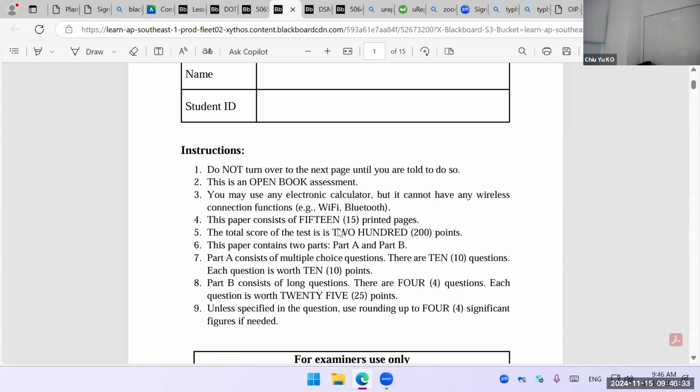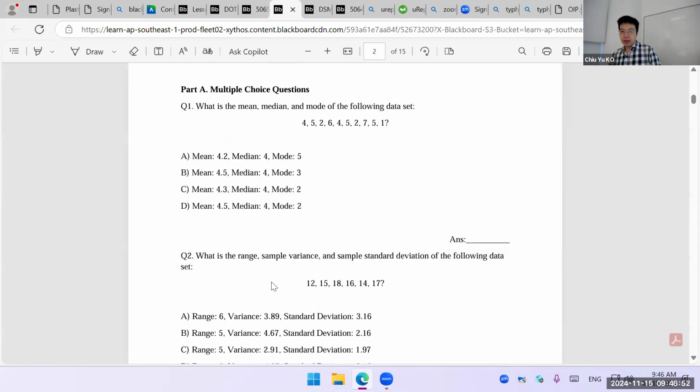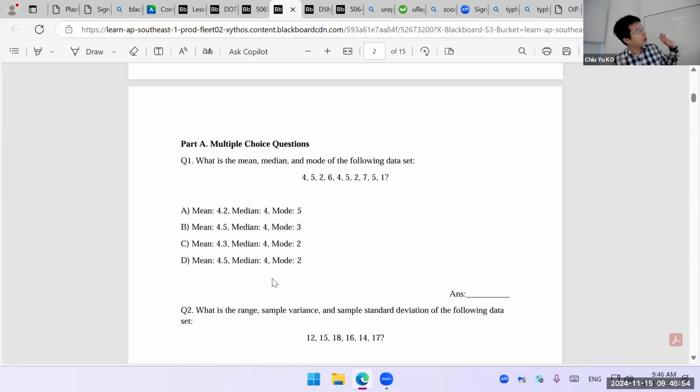The main difference is that instead of 10 multiple choice questions, I think I have 15 multiple choice questions, and only 3 long questions, okay? So I cut out 1 long question and replaced it with 5 more multiple choice questions, and the length is very similar. You can see the multiple choice questions ask very standard questions, and here I asked some calculating questions.